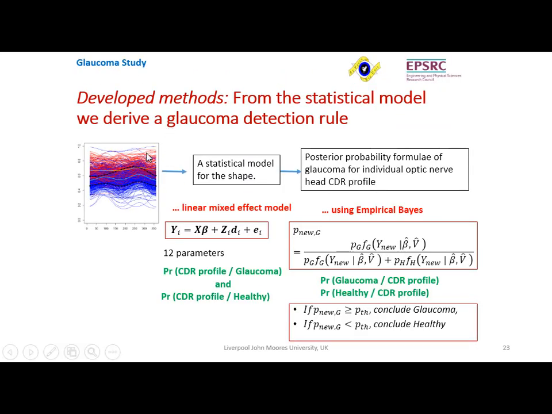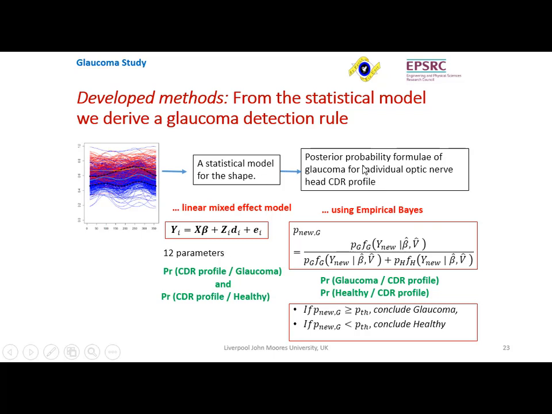So this is what we did. These are the data superimposed. They are overlapping. This is the model that we fit, okay? What does the model say? The model is telling me the probability that I see a particular profile given that the disc is glaucomatous, and the probability that I see a particular profile given that the disc is healthy. That's what this fancy linear mixed effect model is telling.